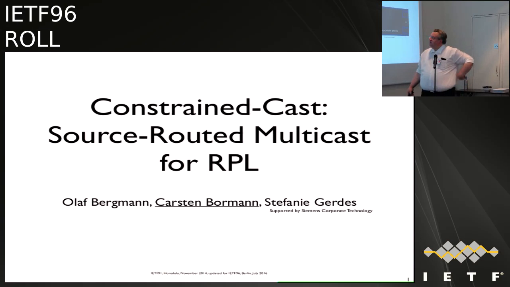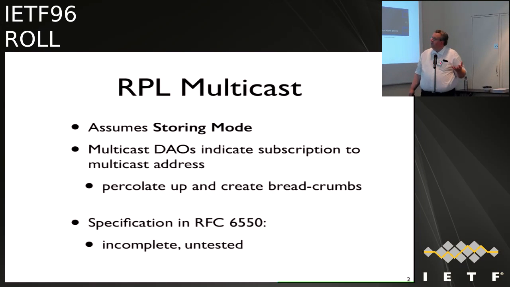Okay, thank you. So RPL has multicast, but only for storing mode. And I'm of the personal belief that storing mode doesn't exist. So for us, it was very interesting to see, can we make this happen for non-storing mode as well? In storing mode, we have these multicast DAOs, which create state for each multicast address in the entire network, in the path upwards to whoever is subscribed. This creates breadcrumbs. Has anybody implemented that? I have no idea. I haven't seen it yet. It's specified, but like the entire storing mode, it's not really there.